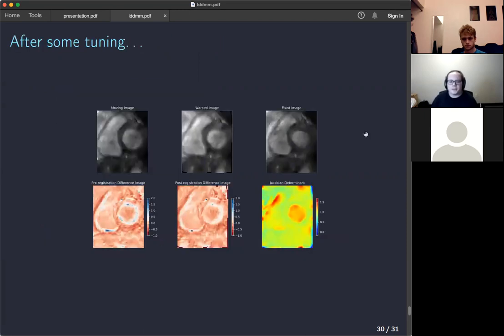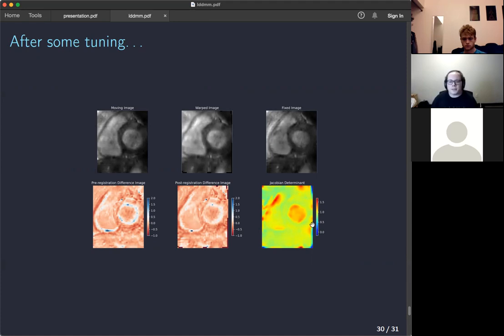it works. So here's the moving image, here's the warped image, which is the registered one, and here's the fixed. You can see that this circle got smaller in the warped image and is closer to the fixed image. In the difference image, you can see blue here is high, and the value drops down after the registration. So it's doing a pretty good job, I would think.